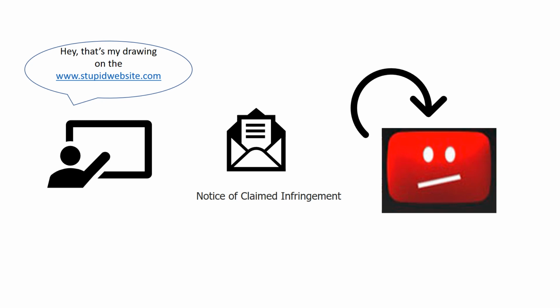For example, I find somebody has copied content from my website, perhaps some artwork I created, and posted it to their Facebook page. I would send a notice of claimed infringement, which is sometimes called a NOCI, N-O-C-I. I would send that to the owner of the website that's hosting the material, so in this case, it would be Facebook. And I would include a link to my content, and then I would include a link to the infringing content.